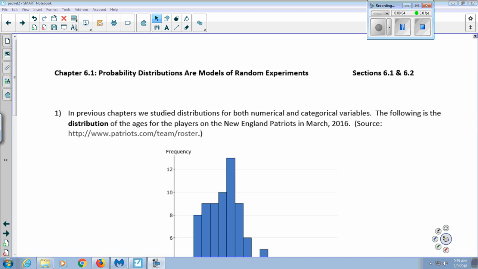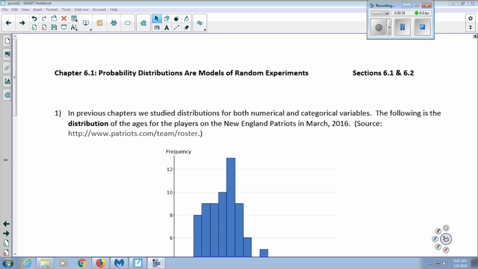So today we're going to start chapter 6. This is section 6.1 and a little bit of 6.2, talking about probability distributions and how they're models of random experiments. So it feels like random events seem really unpredictable, but if we observe them long enough, often we'll see a pattern. And so we're going to be looking at how we can use that to make probability distributions.